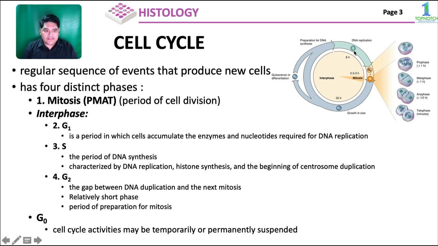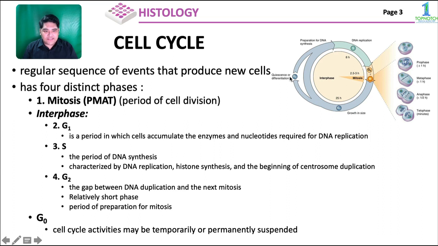And then you have your S here. This is the period of your DNA synthesis, characterized now by your DNA replication. There's also histone synthesis and the beginning of your centrosome duplication. And then you have your relatively short period, your G2. Okay? G2. The gap between your DNA duplication and the next mitosis. And this is the period of preparation for mitosis.